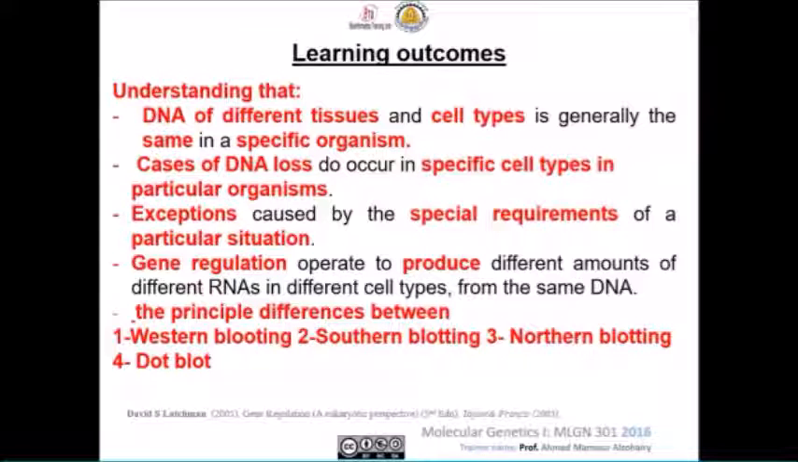And we will see that gene regulation operates to produce different amounts of different RNA in different cell types from the same DNA. By the end of this lecture, we will also learn the differences between four major techniques in this regard: Western blotting, Southern blotting, Northern blotting, and dot blot.